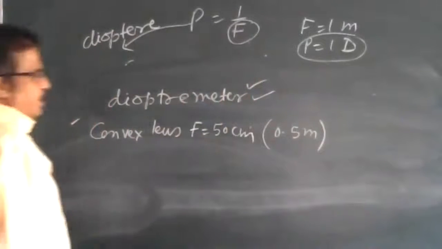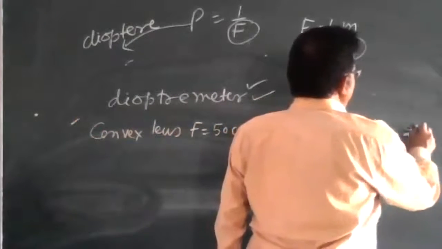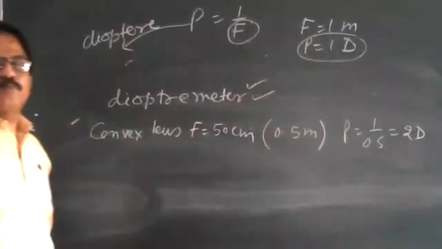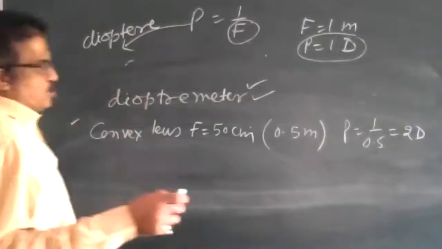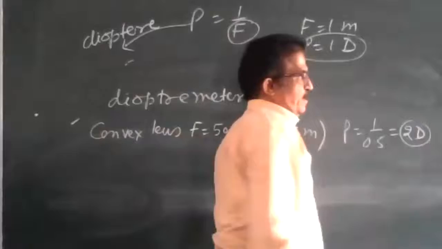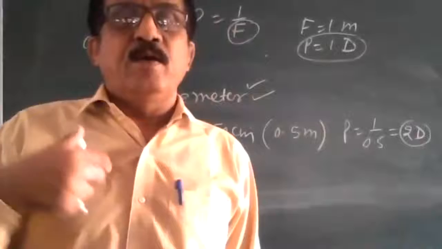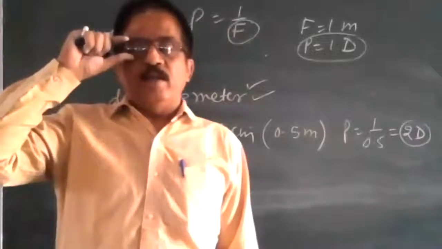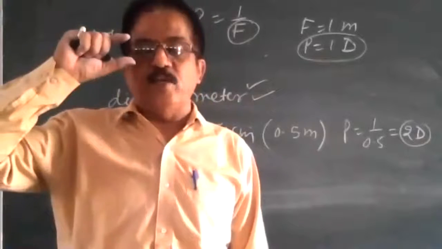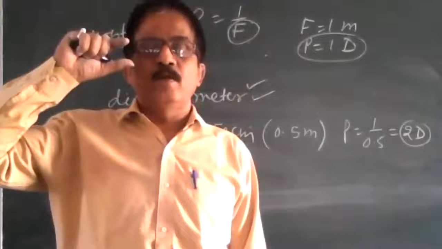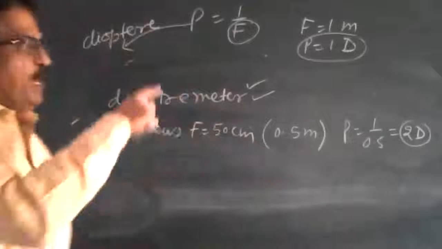It has a power equal to 1 upon 0.5, that is twice, 2 diopter. This is the power here. So its number is said to be +2. If this comes, it is called +2, for those whose near eyesight is weak. Like my spectacles, their diopter is +1.75. So my number is +1.75. That is the power of a lens.